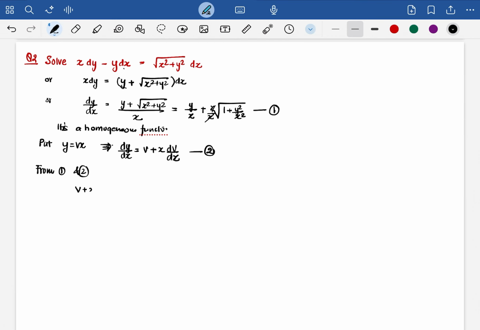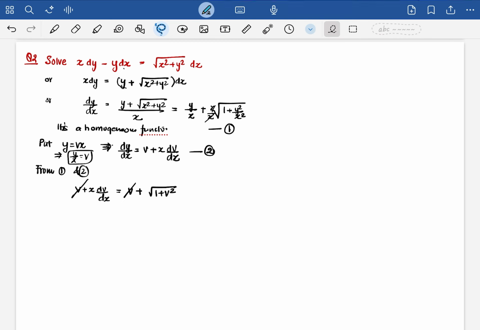So v plus x dv by dx, and what's the right hand side? What is y by x? From here, can we say y by x is nothing but v. So put here, this is v plus under root of 1 plus v square. Now if you look at the equation, v and v are common and will get cancelled out. So what's your final equation? Can we say x dv by dx is equal to under root of 1 plus v square.